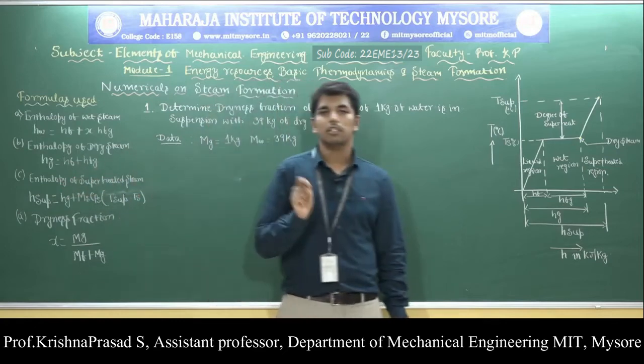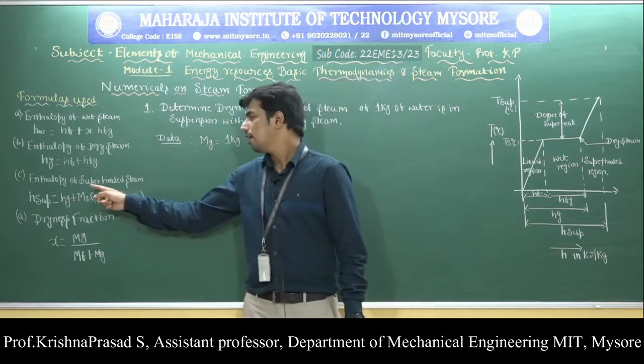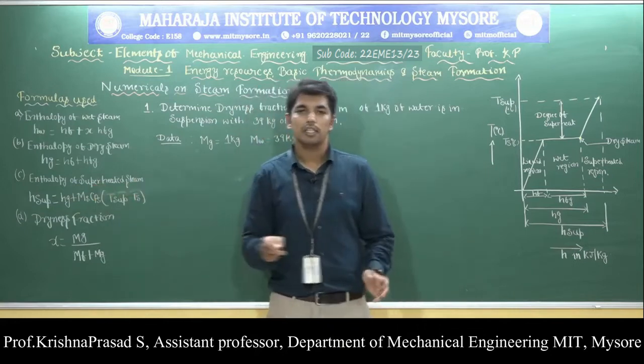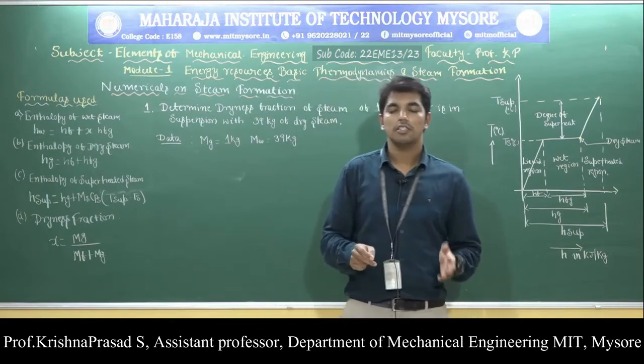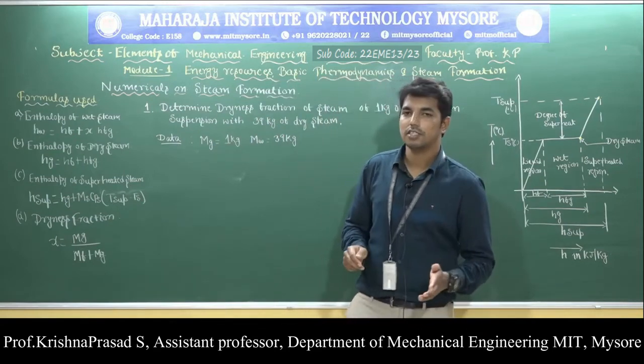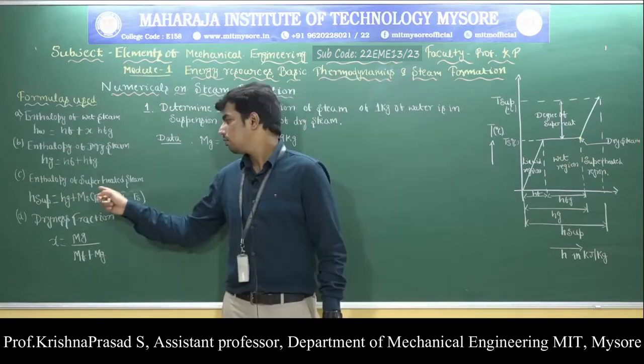So hfg is nothing but the latent heat of evaporation. Similarly, the last one is called the enthalpy of superheated steam. It is the amount of heat required to convert 1 kg of water at 0 degrees centigrade to 1 kg of superheated steam at the superheated temperature at a given constant pressure. It is called the enthalpy of superheated steam.